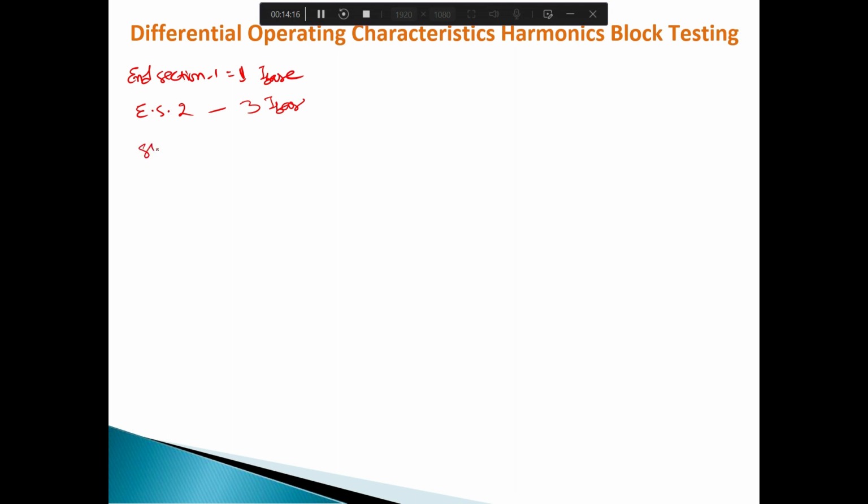Suppose the slope 1 that I have to verify is 0.2, and slope 2, again you have to verify, is suppose 0.4. So now how to start the testing?